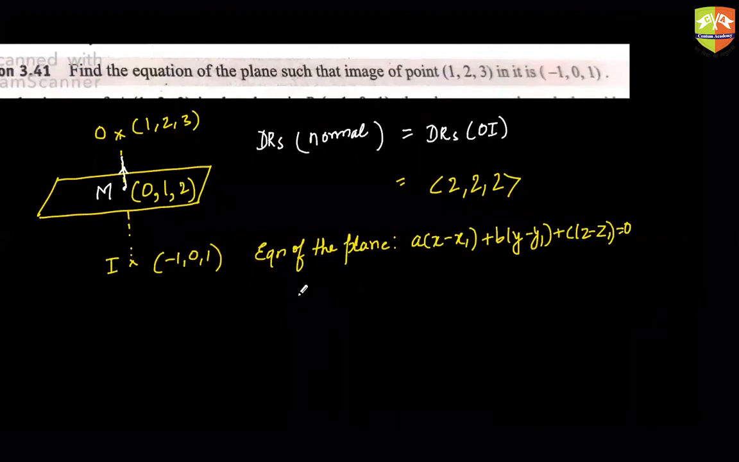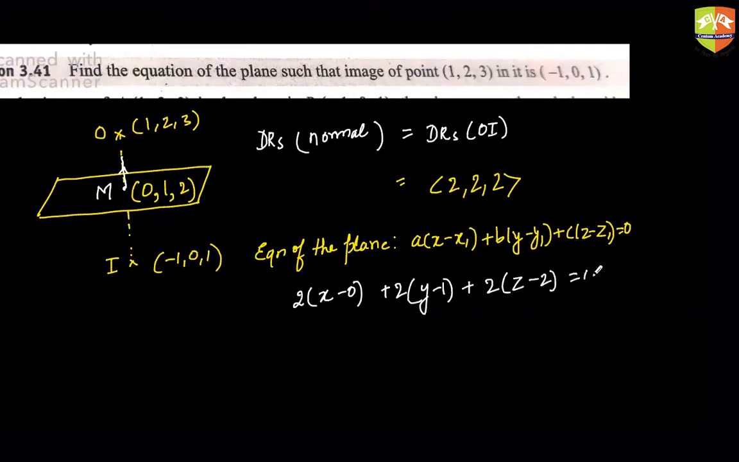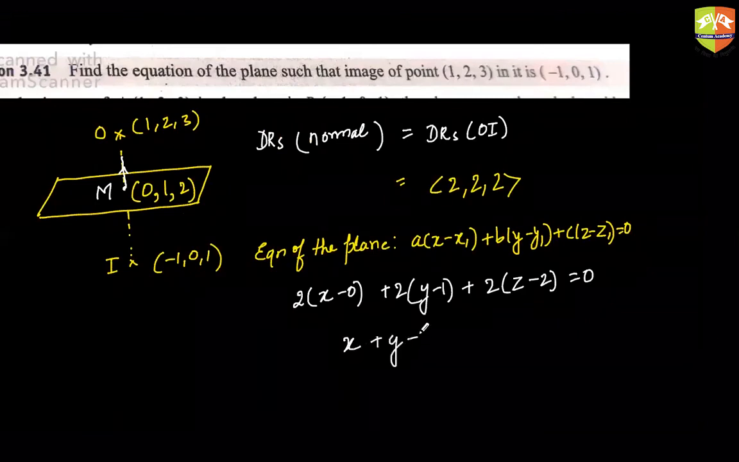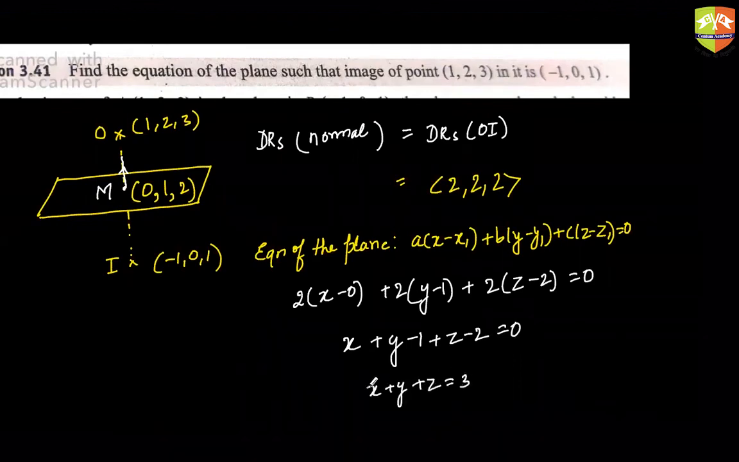So just put the values now. A is going to be 2. x minus x1 is x minus 0. B is again 2. y minus 1. C is again 2. z minus 2. Okay? You may drop the factor of 2 from everywhere because there's a 0 on the right hand side. So you'll end up getting x plus y minus 1, z minus 2 equal to 0, which is nothing but x plus y plus z is equal to 3.